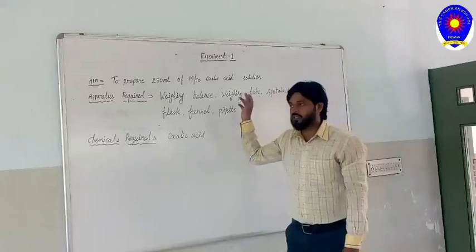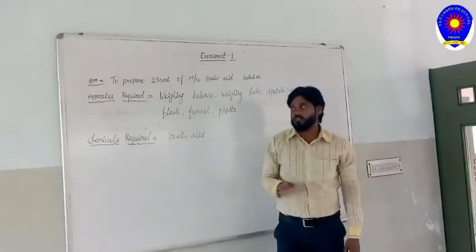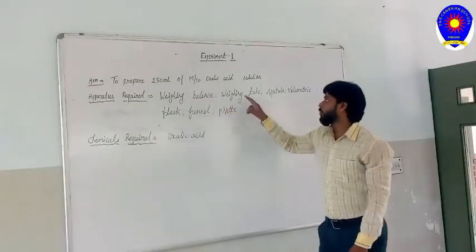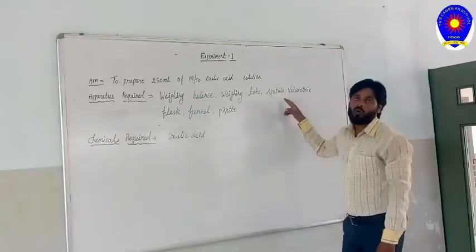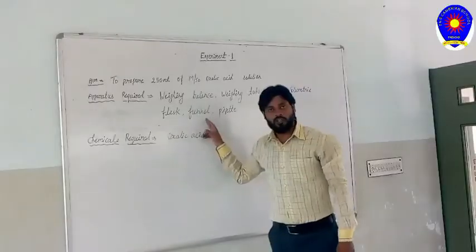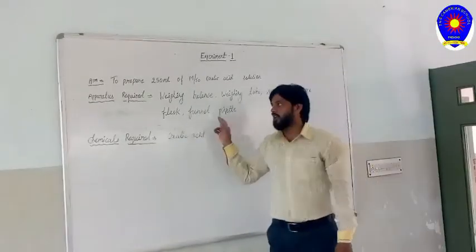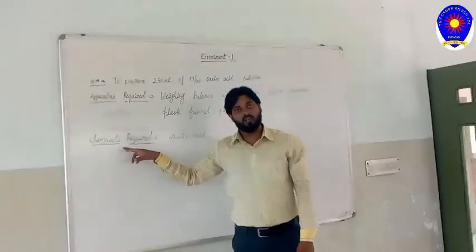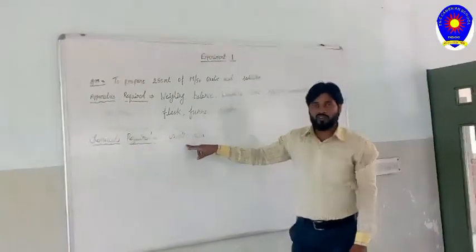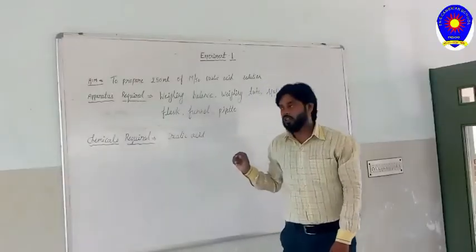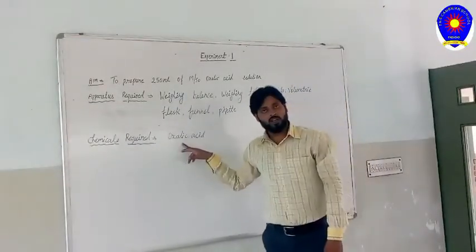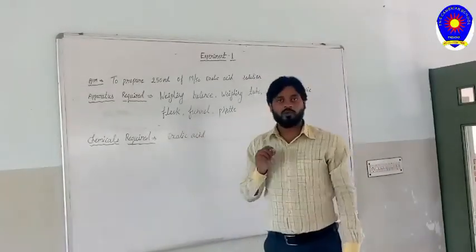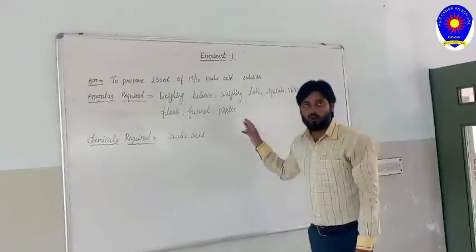For this, some apparatus is required: weighing balance, weighing tube, spatula, volumetric flask, funnel, and pipette. One more thing is required, the chemical. To prepare M/50 oxalic acid solution, we need oxalic acid. Shortly we are going to demonstrate how the solution can be prepared.